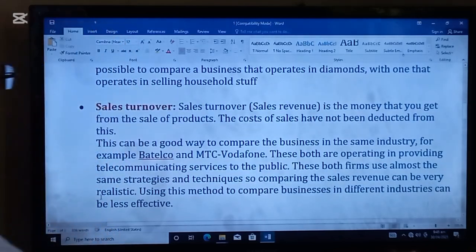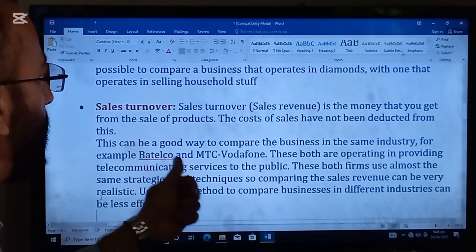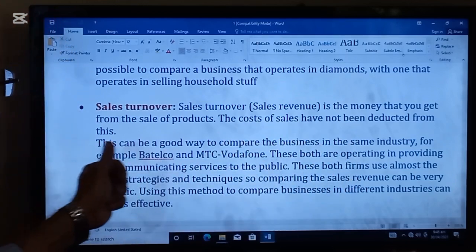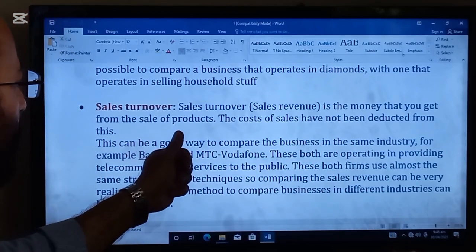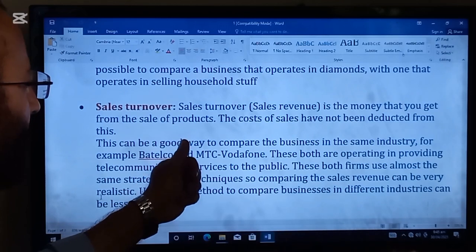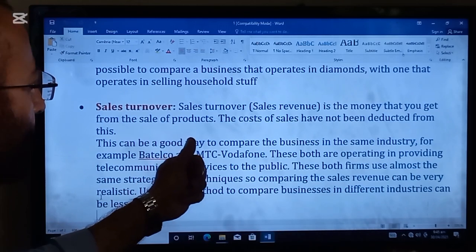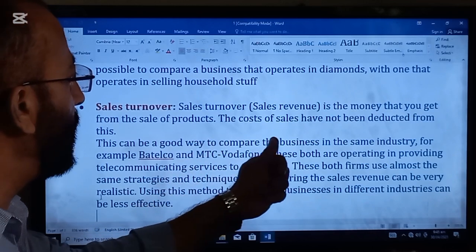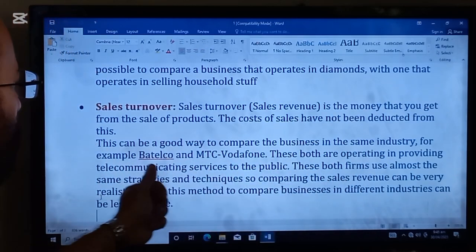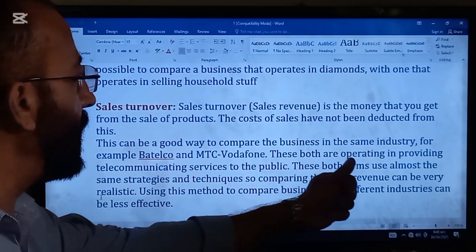The next method is sales turnover. Sales turnover, that is sales revenue, is the money that you get from the sale of the product. Normally the more the sales turnover, the bigger the company, and the less the turnover, the smaller the company. The cost of the sales has not been deducted from this. This can be a good way to compare businesses in the same industry.